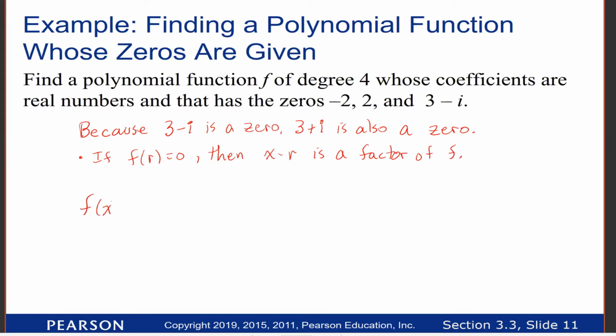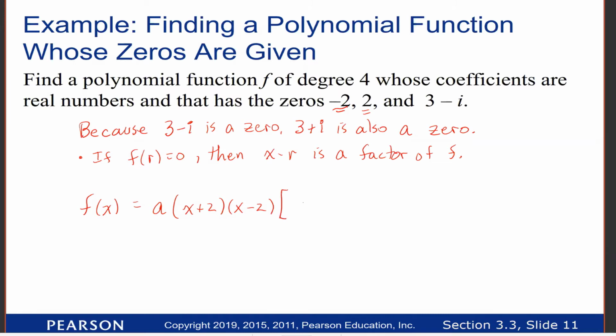So our function is going to be f of x equals some coefficient a, where a can't be 0, and I'll elaborate more on the role that a plays shortly. And then we'd simply write out all the factors of the function based on the zeros. So because -2 is a 0, x minus -2, or really x plus 2, is a factor. Because 2 is a 0, x minus 2 is a factor.